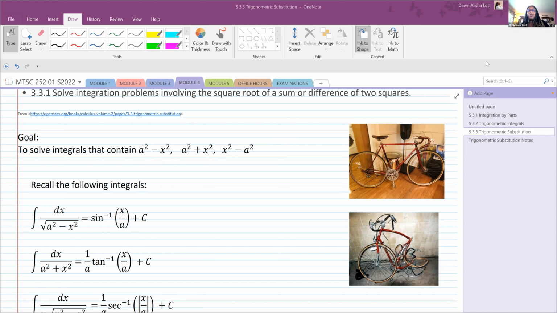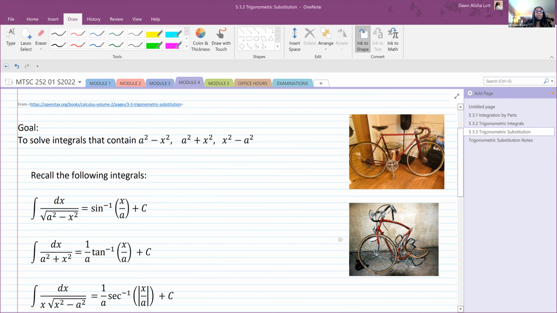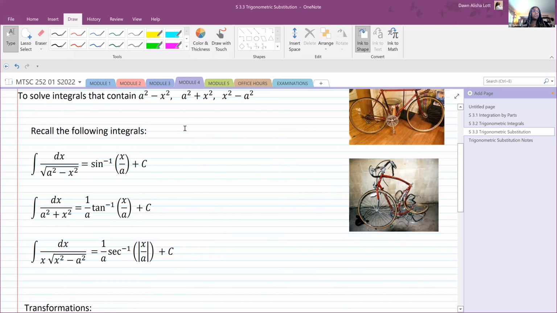The only way they're going to trigger a memory response is if you can remember these original integrals. So let's recall these integrals. The first one was the integral of dx over the square root of a squared minus x squared is the sine inverse of x over a plus c. This is the integral formula where your result is an inverse sine function.